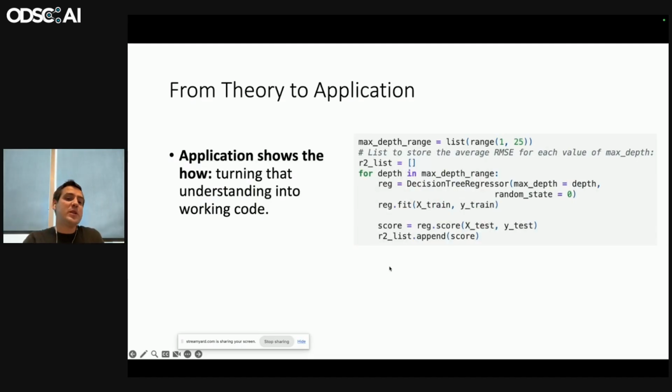And so the application really just shows us how to turn that understanding into working code, because again, this code will run perfectly fine. But if we're not understanding the concepts behind it, it doesn't matter if your code works well if you're not solving the problem at hand.